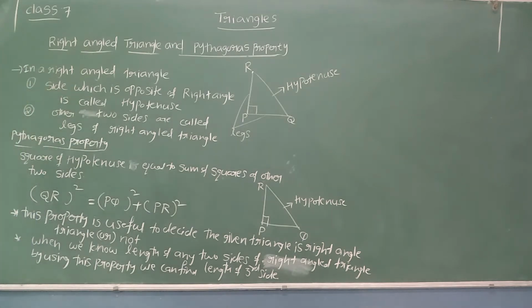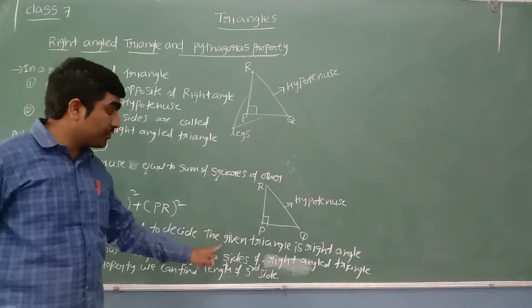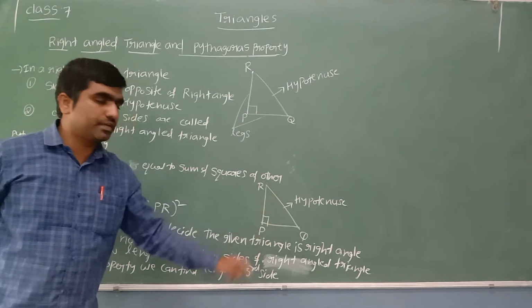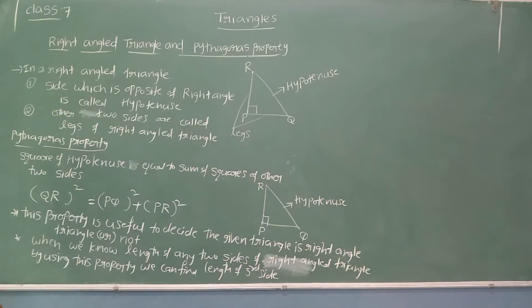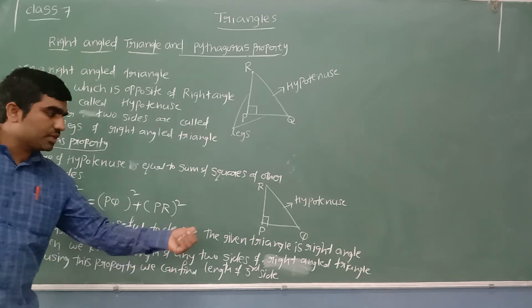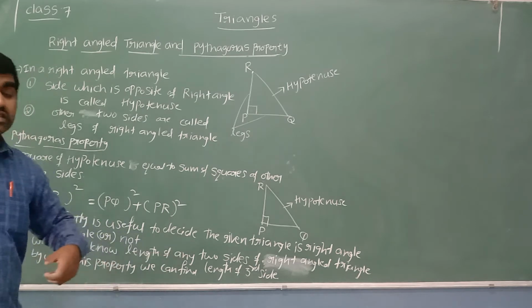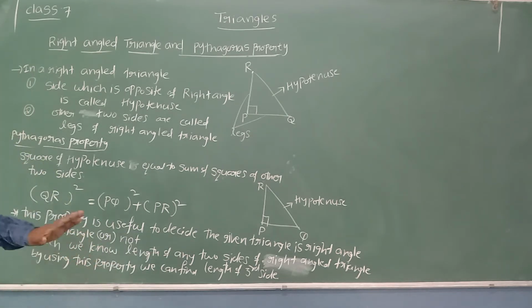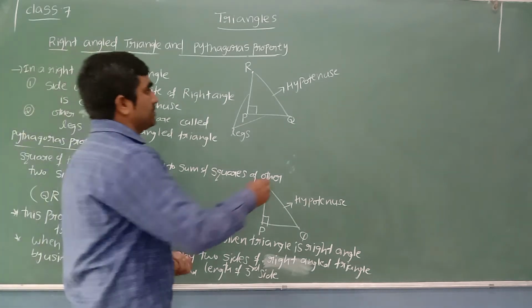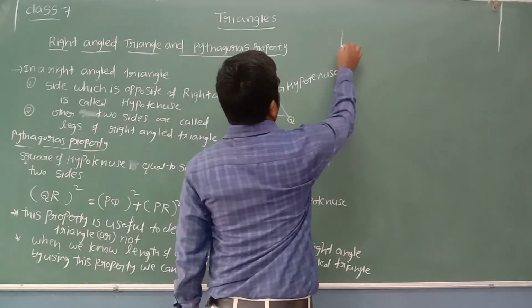Hope it is clear. So these two are the main advantages of this property. Which property? Pythagoras property. One is it is useful to decide whether the given triangle is a right angle triangle or not. The other is when we know the length of any two sides of a right angle triangle, by using this property we can find the length of the third unknown side. Let's see how we can apply these two advantages by taking some examples.